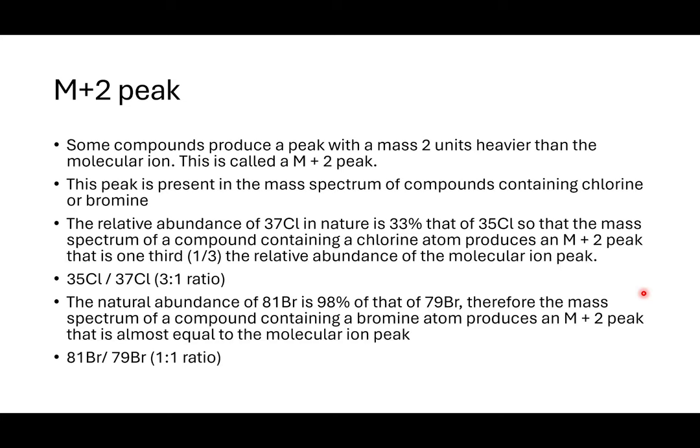It's similar for bromine, in which the natural abundance of bromine-81 is 98% of that of bromine-79. Therefore, the mass spectrum of a compound containing bromine produces an M+2 peak that is almost equal to the molecular ion peak. Bromine-81 to bromine-79 gives a 1:1 ratio, so we roughly call it 1:1. So for bromine's M+2 peak, the abundance is really close to the molecular ion peak, but for chlorine, it's 1/3 the abundance of the molecular ion peak.